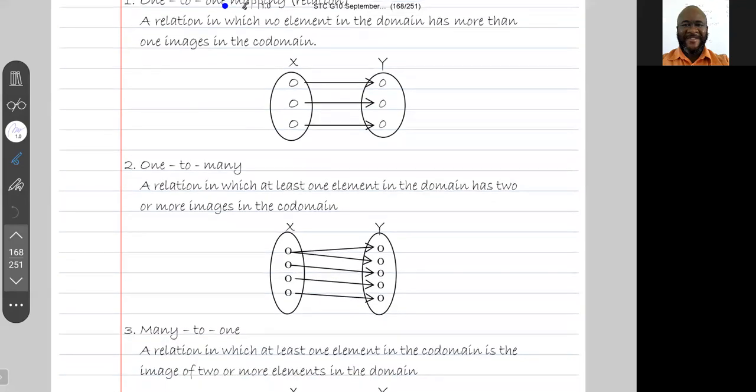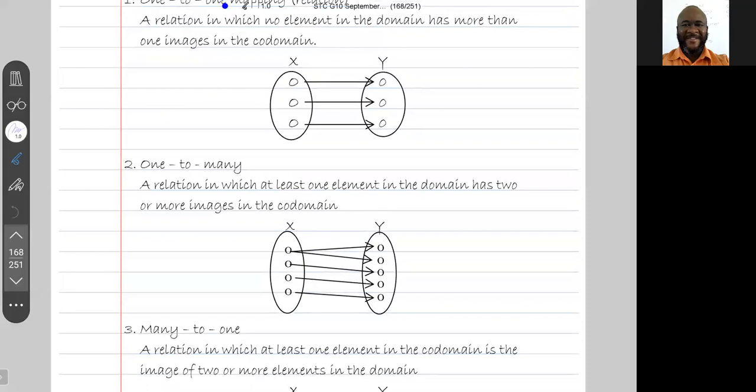This says one to many. Now, a relation in which at least one element in the domain has two or more images in the codomain. So here, this one element in the domain has two images in the codomain. This is called a one-to-many relation, because one is going to more than one, is going to many.